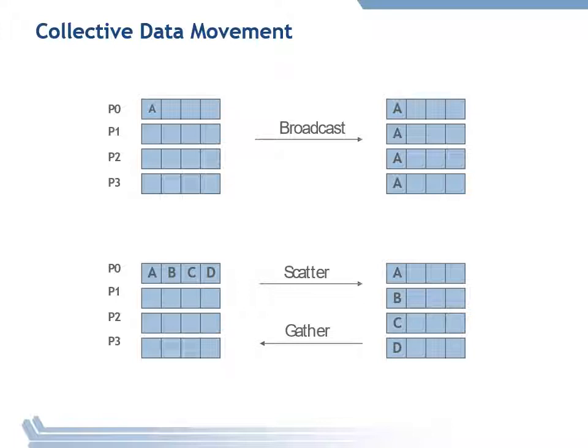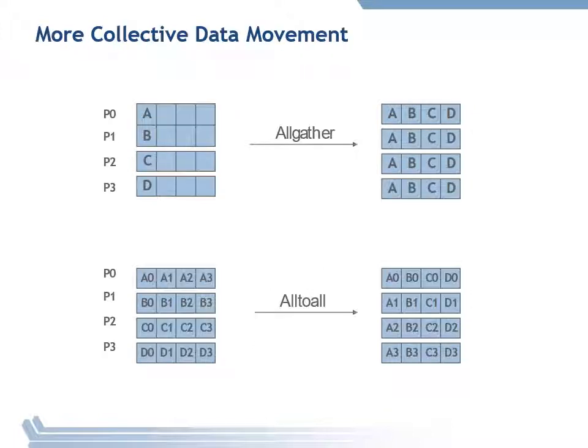Collective data movement. Here is a simple pictorial representation with two pictures: the first picture represents the broadcast, and in the second picture you can see the scatter as well as the gather. More on collective data movement: here you can see how allgather looks in the first picture, whereas you can see how all-to-all works in the second picture.